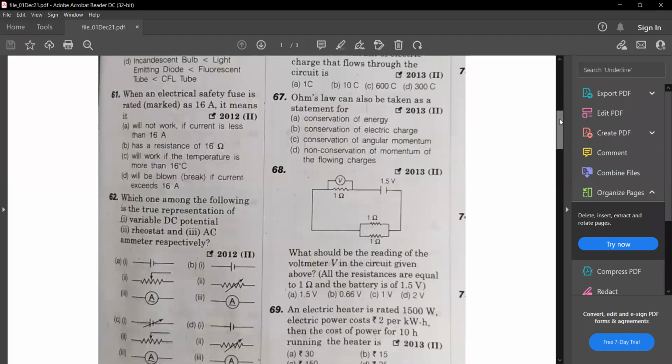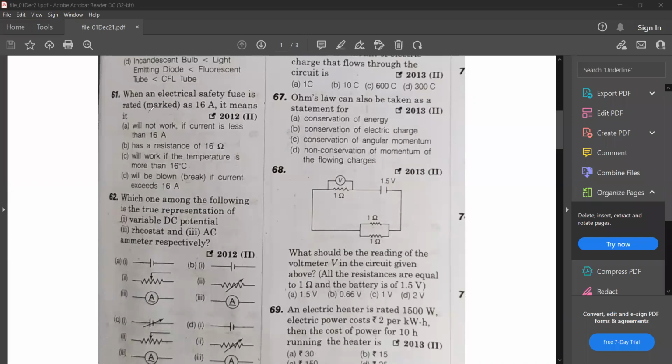Question number 61. When an electrical safety fuse is rated at 16 ampere, it means. Options: will not work if current is less than 16 ampere, has a resistance of 16 ohm, will work if the temperature is more than 16 degrees Celsius, will be blown or breaking if current exceeds 16 ampere. Okay. So read the options clearly and comment the answers.